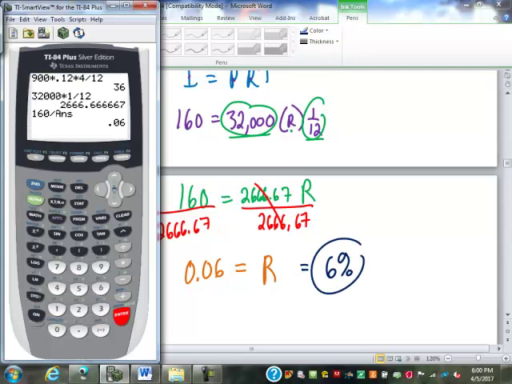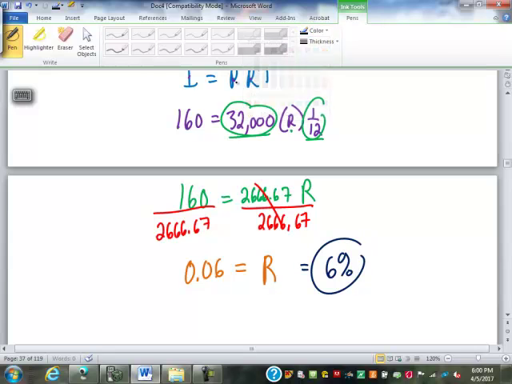Now, just to show you how the round-off errors can sneak up on us, if we had done 160 divided by 2,666.67, it would have been 0.0599999, which we would have most likely still rounded off to 6%, but there are times where it can throw you off. The textbook says never round until the end, unless you're looking for an estimate.